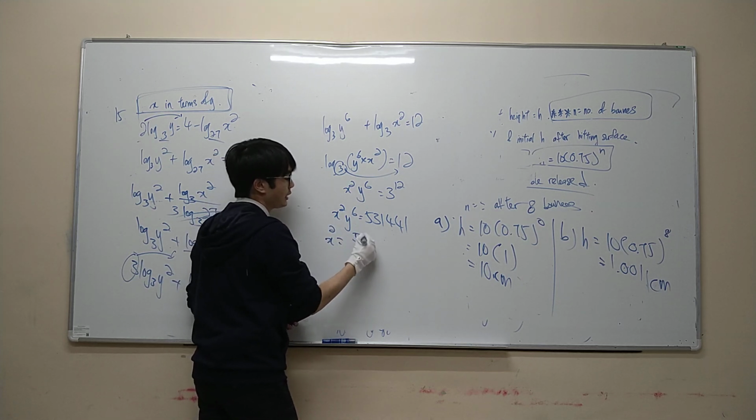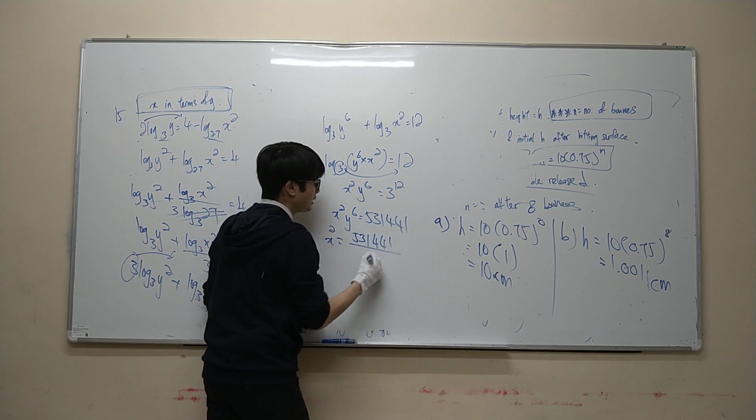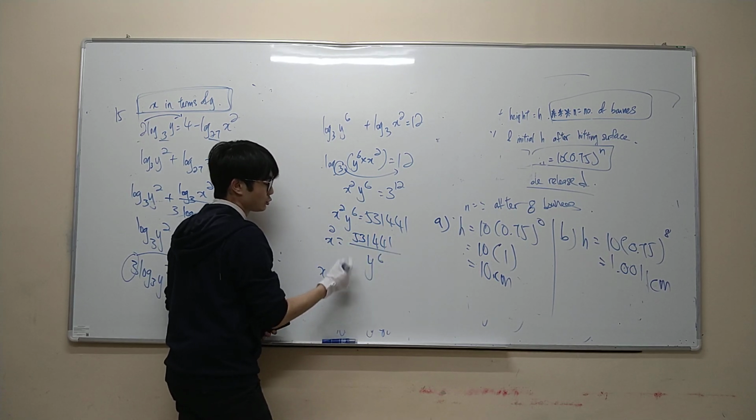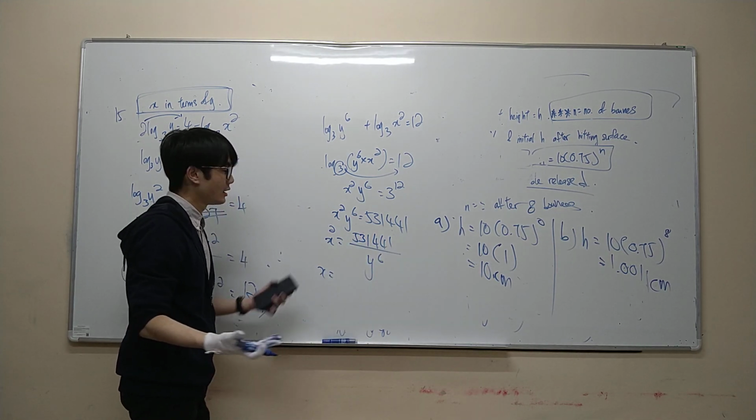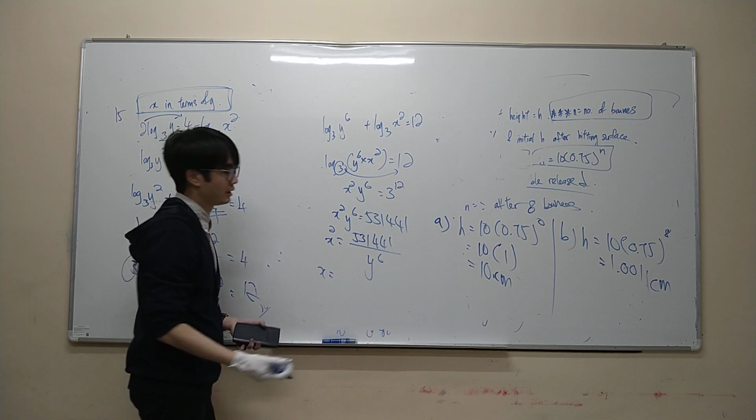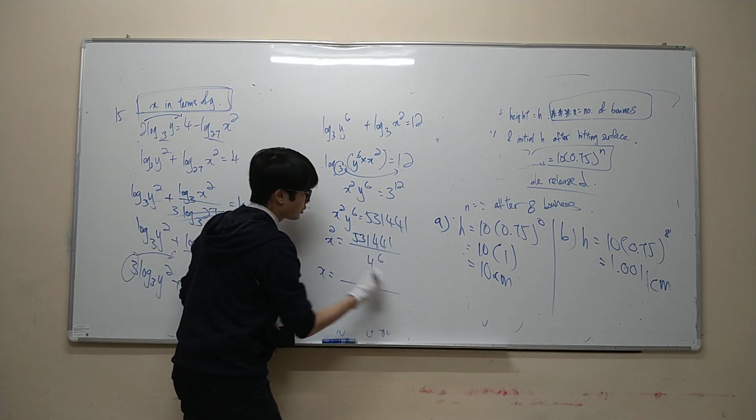So let's pindah one by one. 531441 bahagi dengan y power 6. And then x is square root. Okay, what is square root? Square root means power 1 over 2 lah. It means you square root atas, square root bawah. Okay, square root bawah dulu.